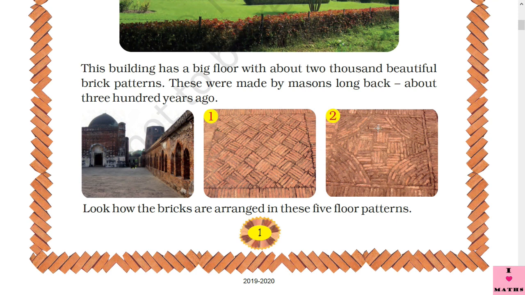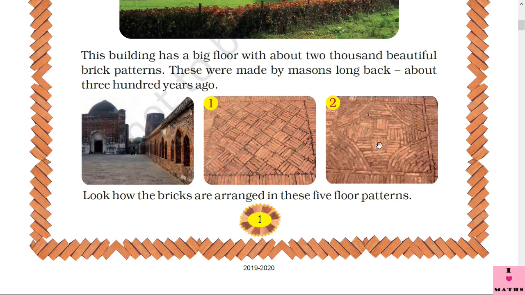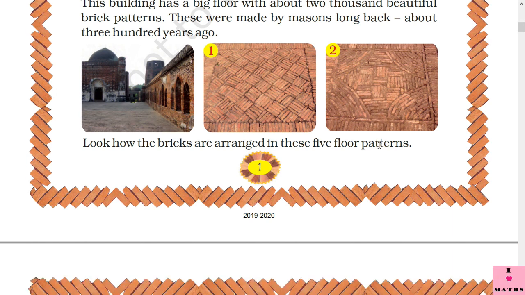It is symmetrical. Symmetrical objects you have studied in class 4. When you divide symmetrical objects in any two halves, it can be vertically like this, or it can be horizontally like this. You divide the figure into two mirror images. So this pattern number 2 is symmetrical.